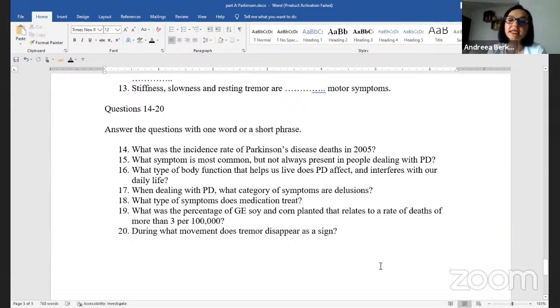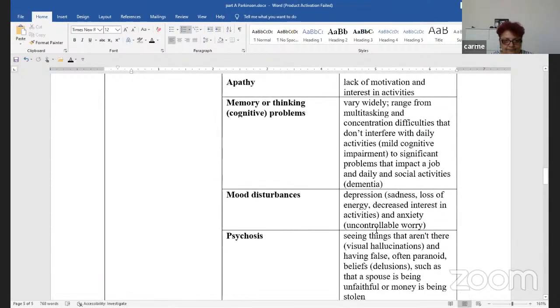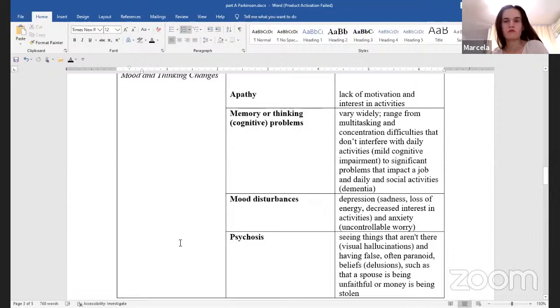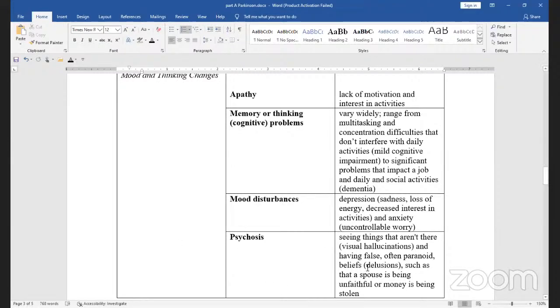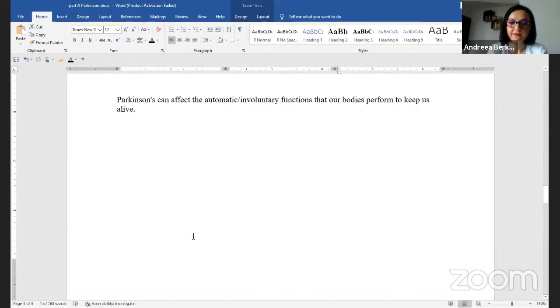Question 17. When dealing with PD, what category of symptoms are delusions? What is the most important word in this question? Delusion, right? Okay, so because we talk about delusions, what type of symptoms are these? Non-motor. Which text am I going to show you? C. Psychosis. Have you found it? Beliefs. Delusion. We found delusions here, right? So what category of symptoms is this? Psychosis. Okay, good. That was fairly easy, right?